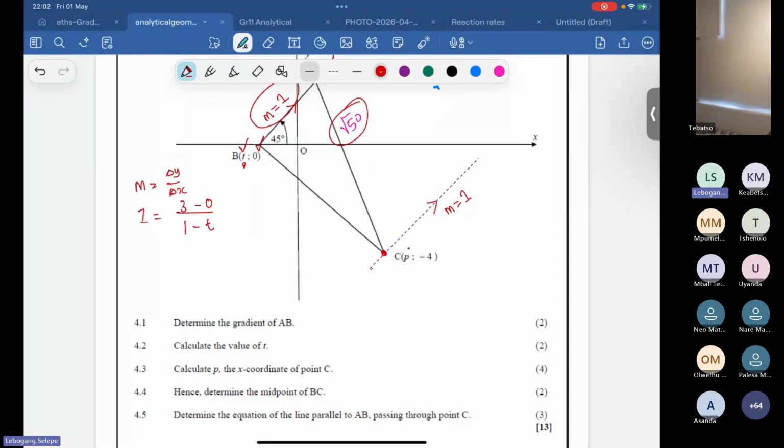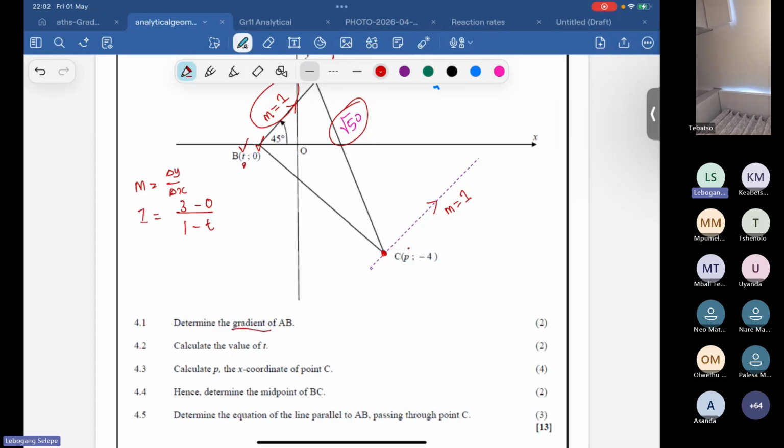Then how are we going to determine its equation? We have the point C, so we can substitute into y equals mx plus c to solve for c. And then you can automatically determine the value of c, and then you're going to have the equation. And that's it. So what is the point that I'm trying to prove?